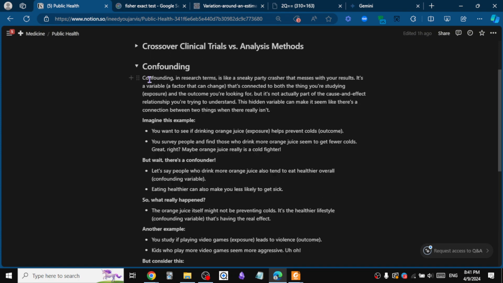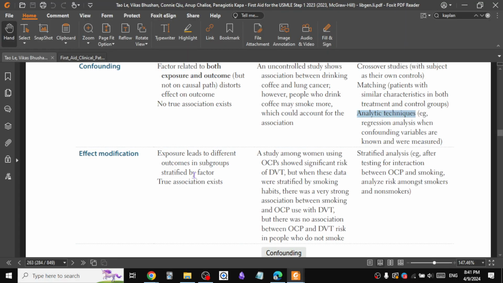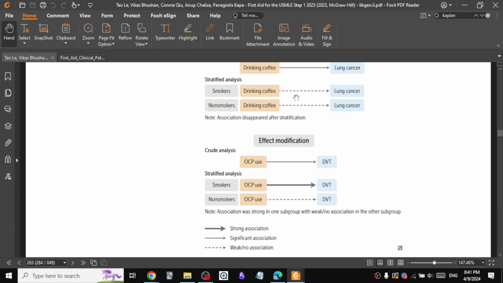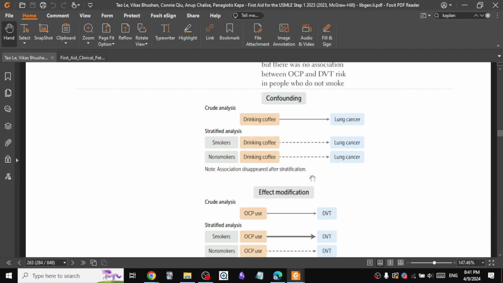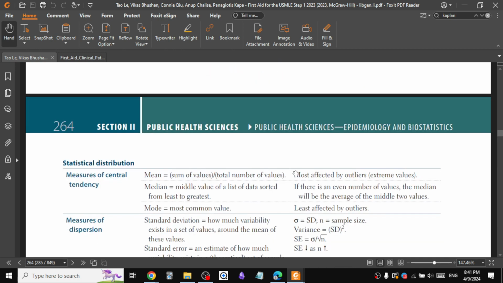All right, again, go through ChatGPT and Gemini and find multiple examples. It'll help you understand more and more. You just have OCP and DVT here, but stuff like this will help you visualize it.